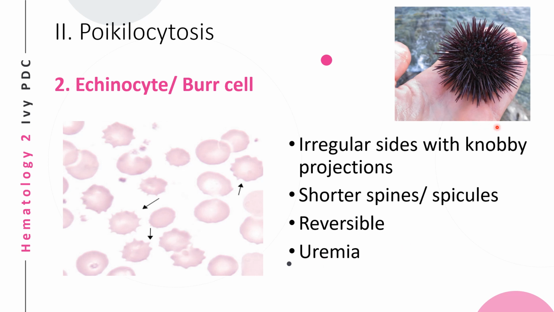Echinocytes may be pathologically seen in uremia. This picture is an echinocyte, which is a sea animal, and this is what this type of cell is likened to.